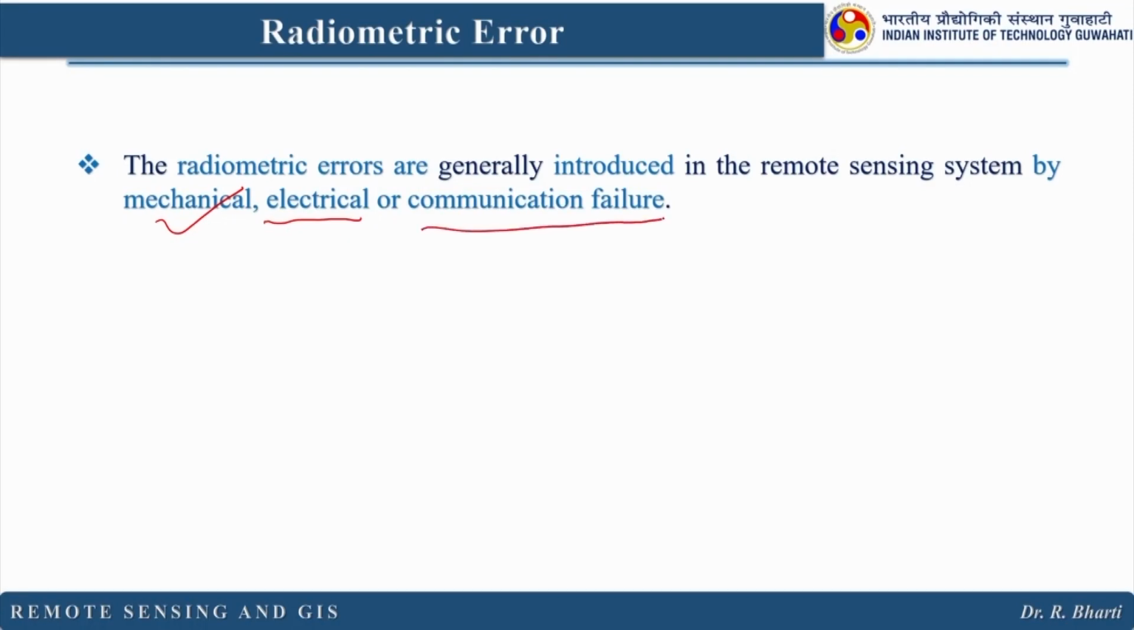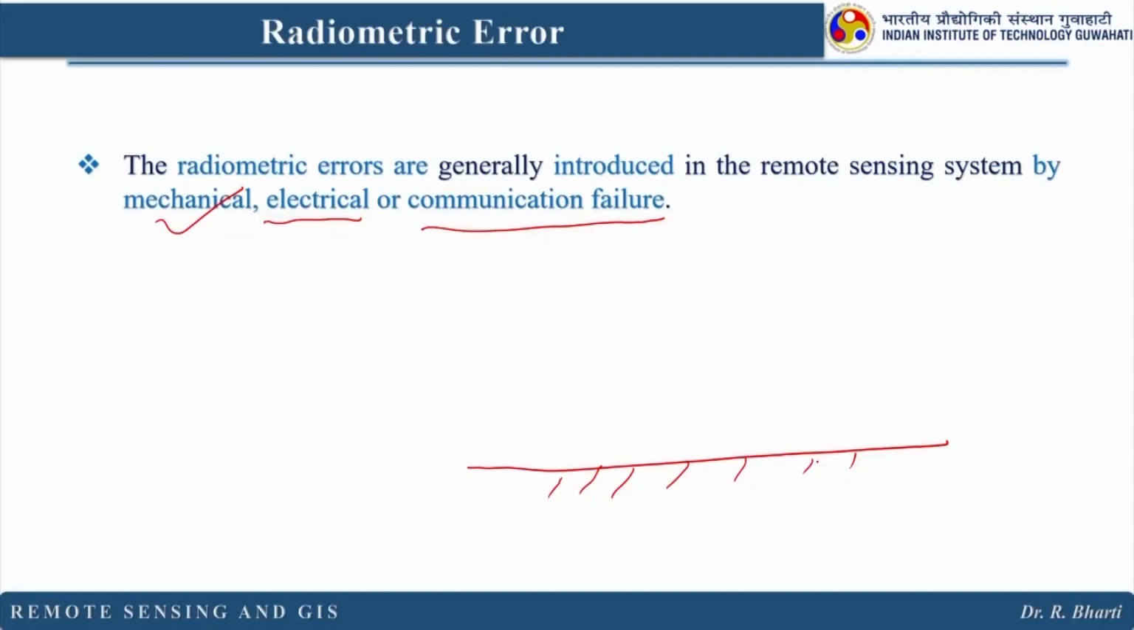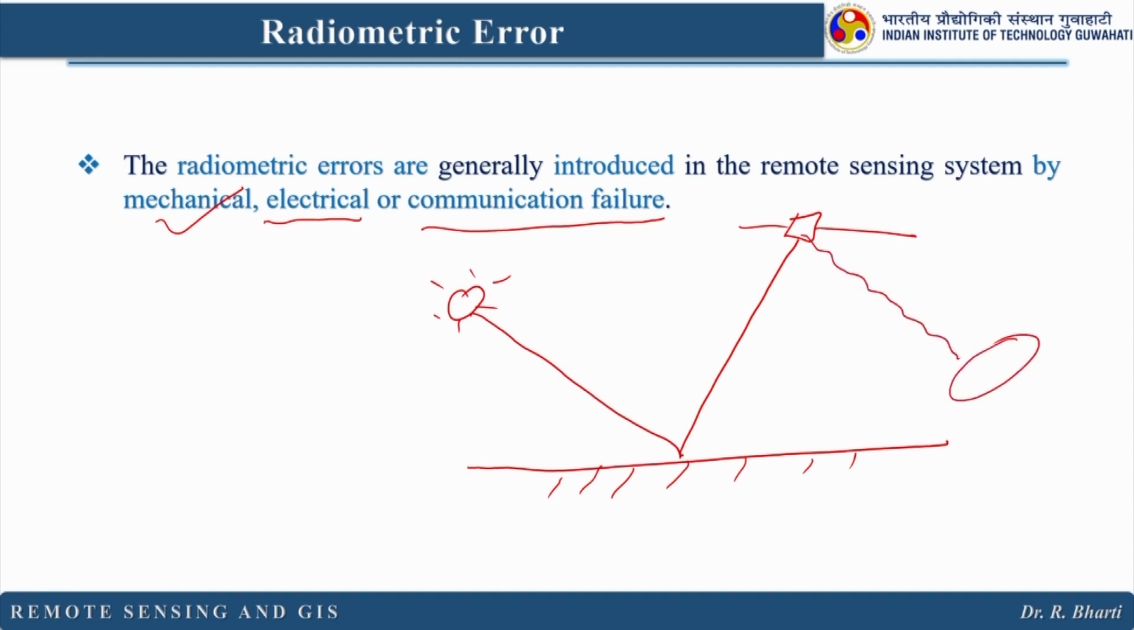So suppose while transferring this data to the ground station, because I hope you remember that this is our surface, and this is the sun which is illuminating our surface, then it is getting reflected or emitted, and here is your sensor, and then the sensor records the data, and then what happens? It gets transmitted to our ground station, right.